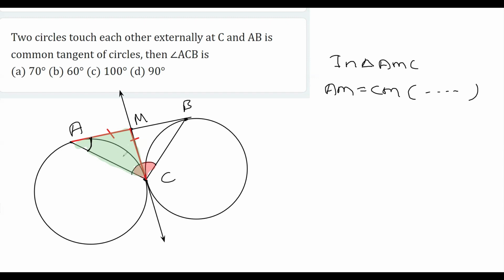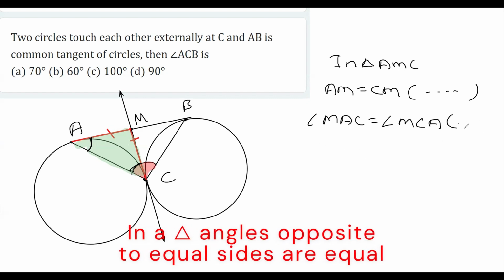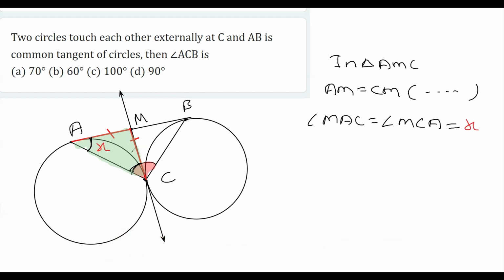But let's first deal with this part. Can I say that therefore these two angles will be equal? That is angle MAC should be equal to angle MCA, right? And that is from the isosceles triangle property, or you may write angles opposite to equal sides. So these two angles are equal, and I mark these two angles as X. So this is X over here, this is X over here.